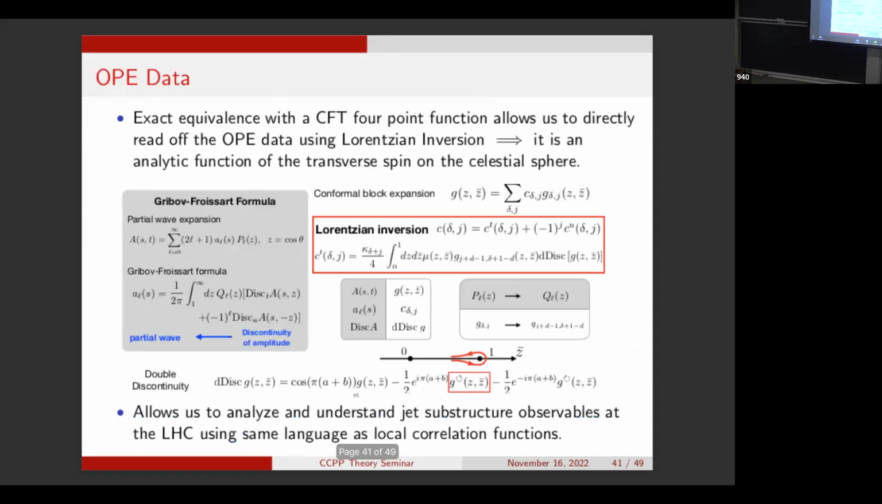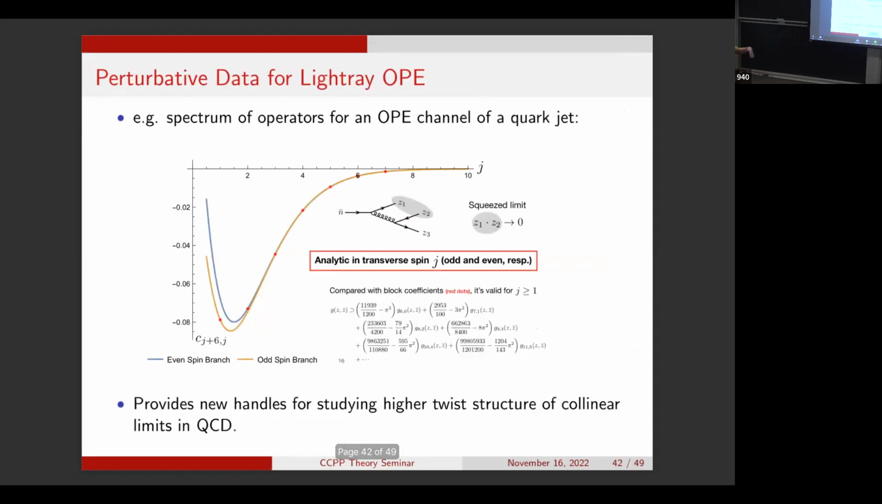And so, for example, I'll probably skip it here, but one can do this Lorentzian inversion and show that it's analytic now in the transverse spin, and so they have a lot of the properties of local correlation functions, even though they're correlation functions of light ray operators. But in terms of this variable, the cross ratios will be constructed out of these variables. Out of the angles. Exactly. Yes.